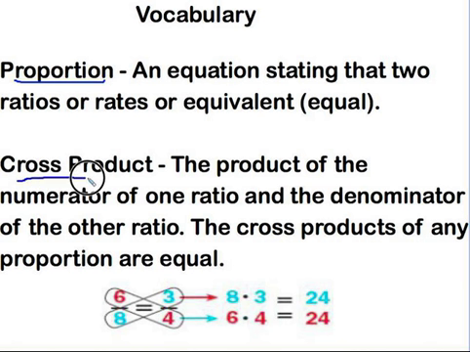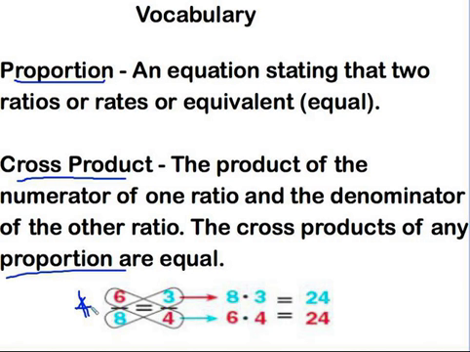Now for proportions, we have something special called a cross product. The product of the numerator of one ratio and the denominator of the other ratio in a proportion are called a cross product. The cross products of any proportion are equal. So if you're ever looking at two equal ratios, or two fractions and you're trying to determine if they're equal, if their cross products are equal, then you know that those two fractions or ratios are equivalent.